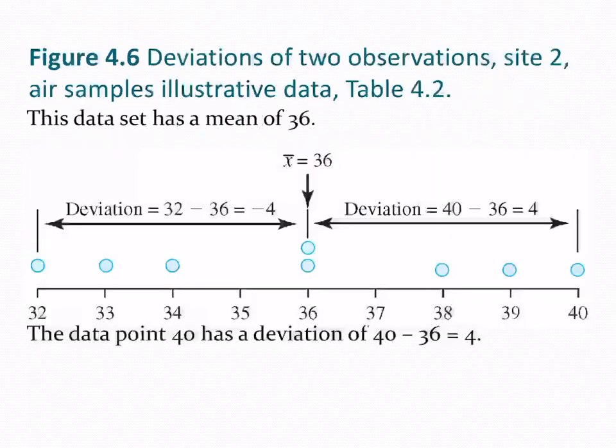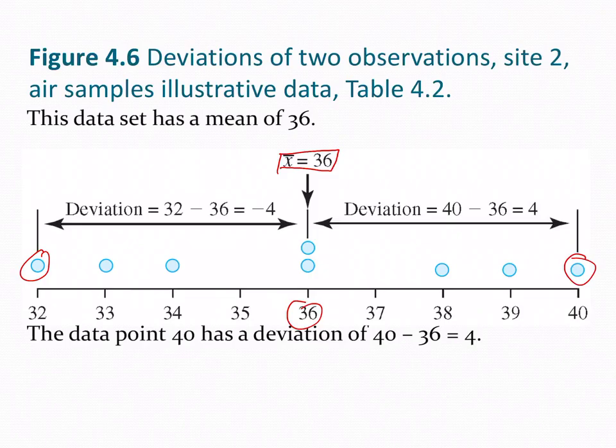So here we're going to have an example of deviations of two observations from site 2 of the air samples. In this data set we have our x bar, or mean, equaling 36, right? So here it is represented, 36. Now if we were to take the data point of 32 and the data point of 40, the deviation between that data point and the mean is what we're calculating.